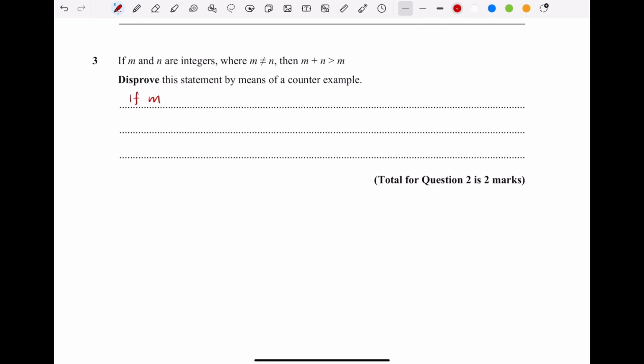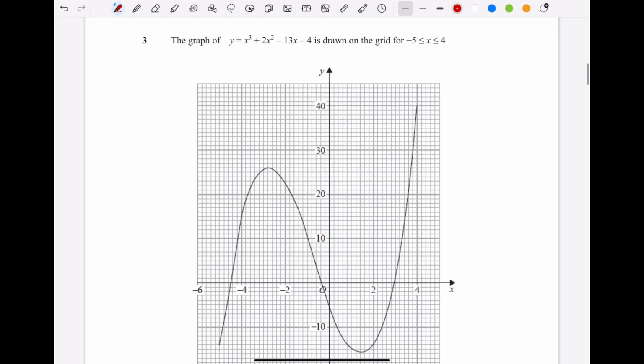If m is 2, n is -1. m plus n is going to be 2 plus -1, which is 1. And that is smaller than 2. Therefore, the statement is false. Okay, moving on to the third question.